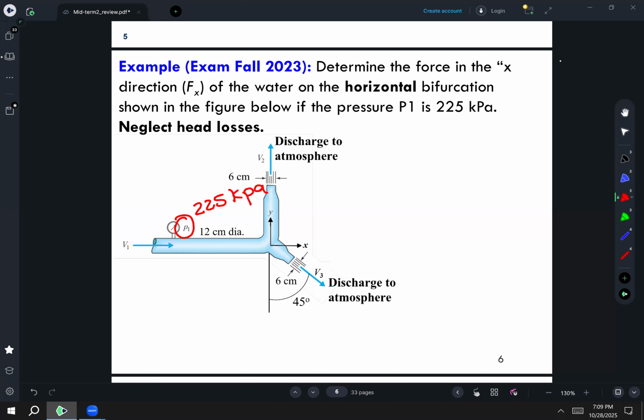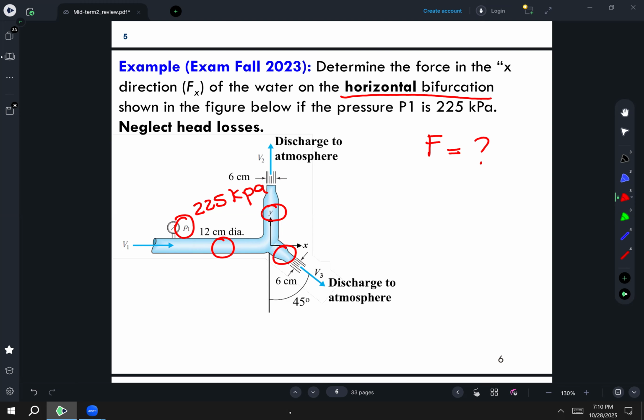The problem says that this is a horizontal bifurcation, which means that the elevation of the three pipes are the same, so they are on a horizontal plane. And the question in this problem is find the force in the x direction of the water on the horizontal bifurcation. So the question is find the force of the water on the bifurcation. I'm going to call F. Okay.